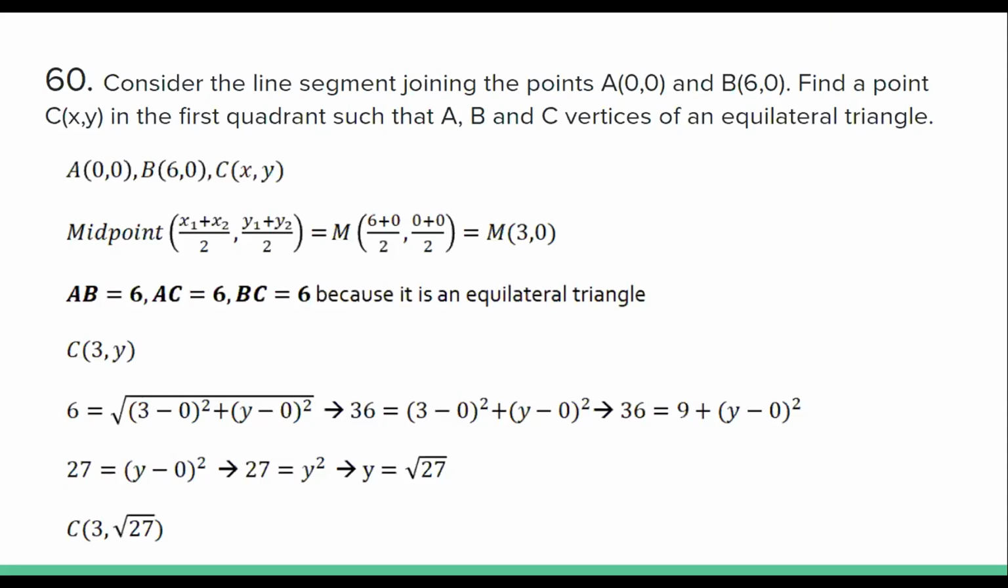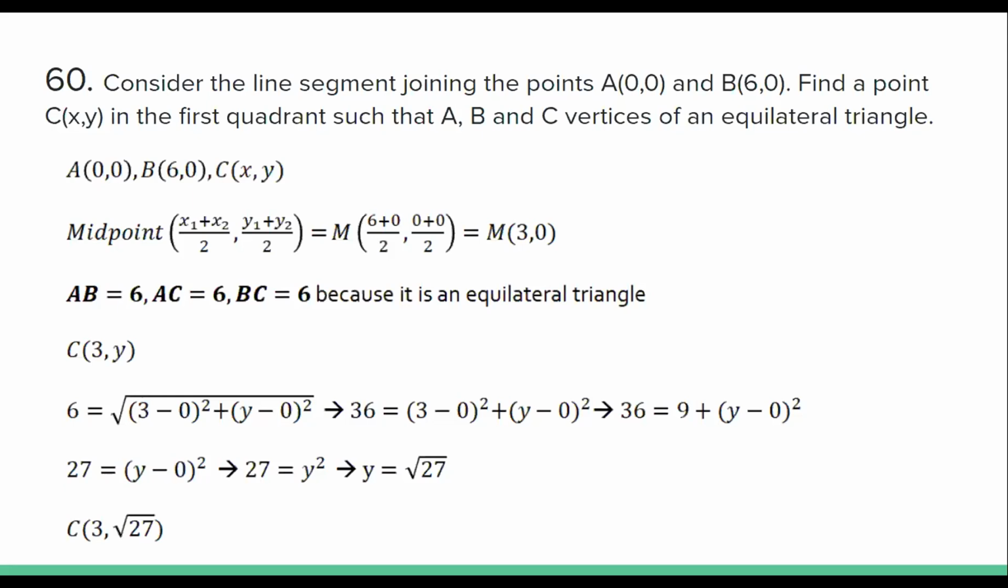We know that the distance between A and B is 6, and an equilateral triangle has to have all sides of equal distances. So we need to find a value of y that gives a distance of 6.